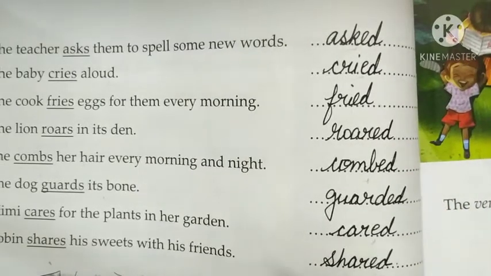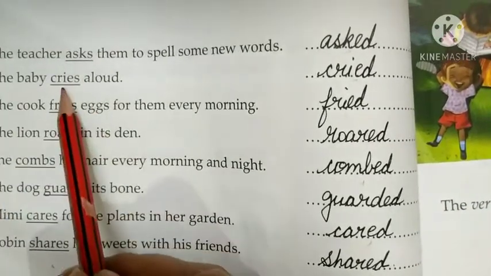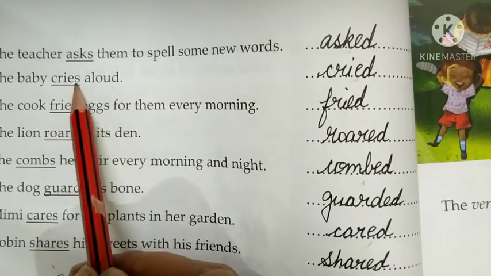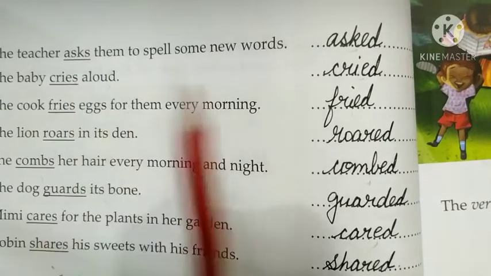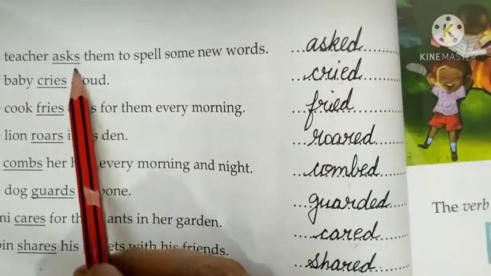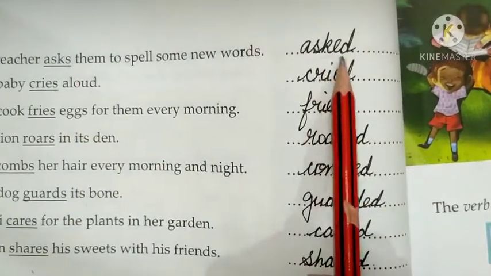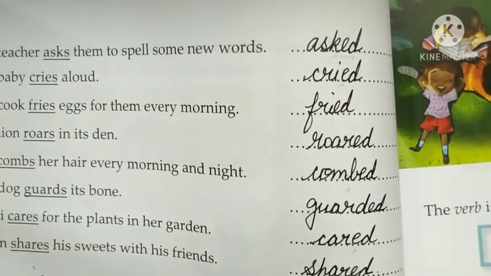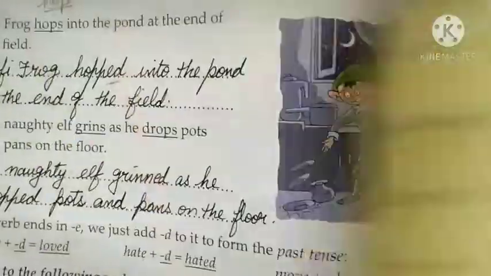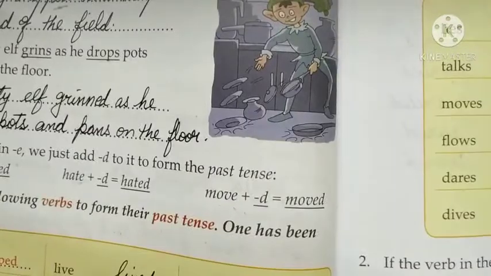So if the words end with ies, we simply remove this s and we add d. And see here, it ends with s. We removed s and we added ed to it. So we will add d or ed to the word accordingly to make it in the past tense.